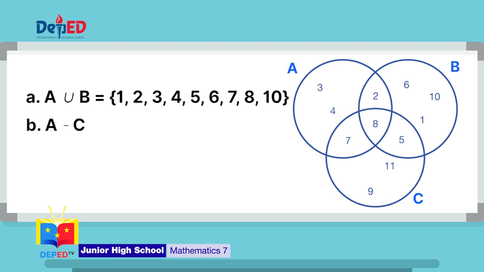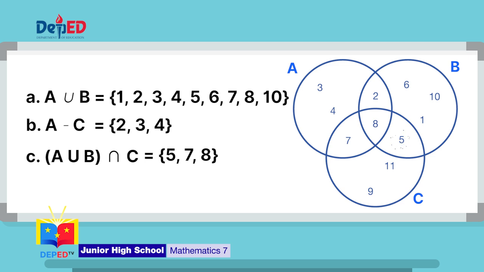What is A minus C? Nice work! It is the set which contains the elements 2, 3, and 4. What is the union of set A and set B intersection set C? Perfect! It is the set whose elements are 5, 7, and 8.